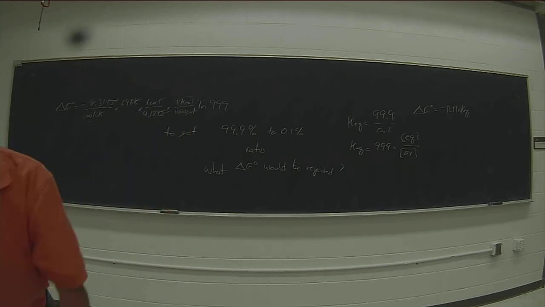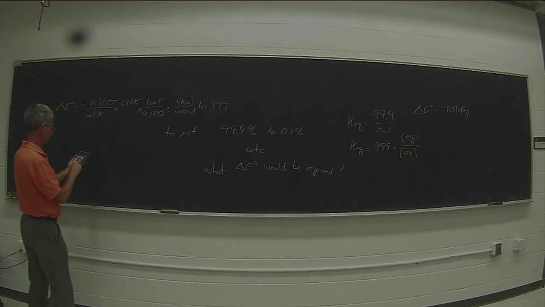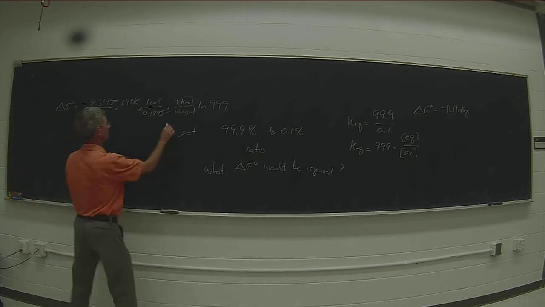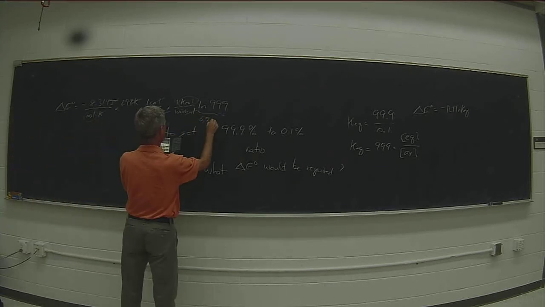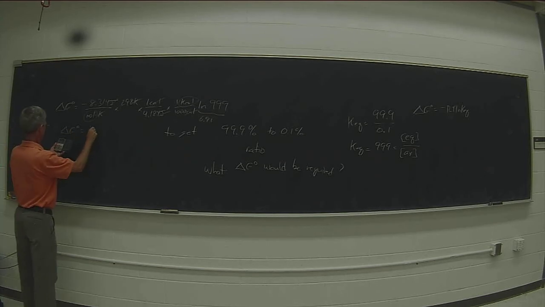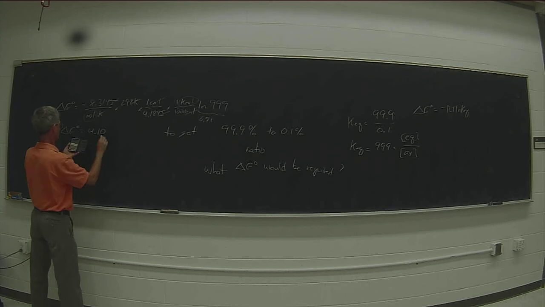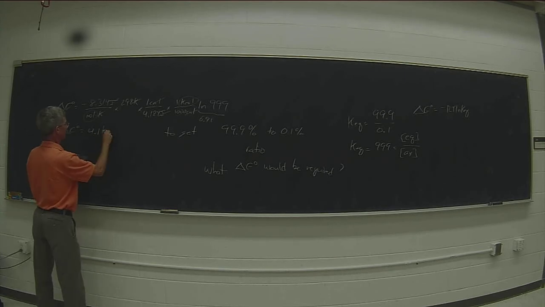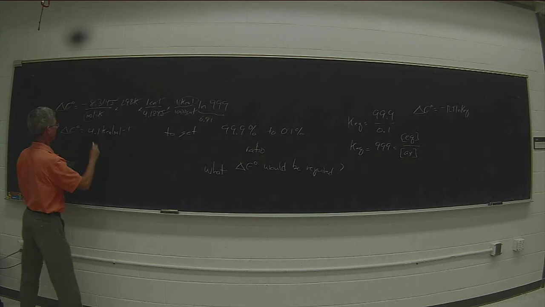So let's plug those numbers in. Take 999, take the natural log. That's actually 6.91. And I calculate delta G0 of 4.10 if I round. 4.1 if I round, 4.09 if I don't round.